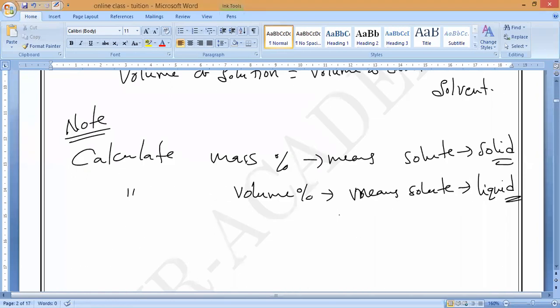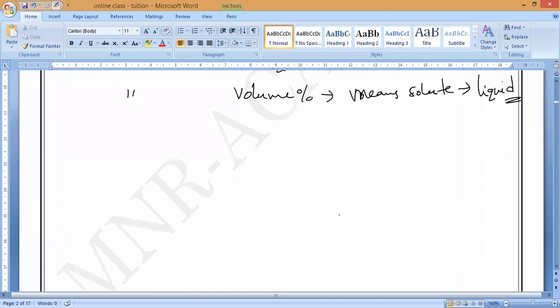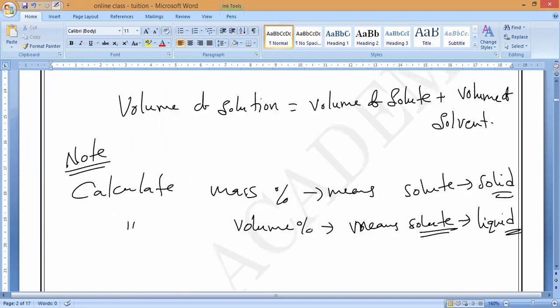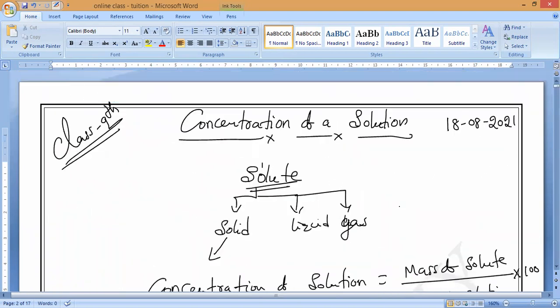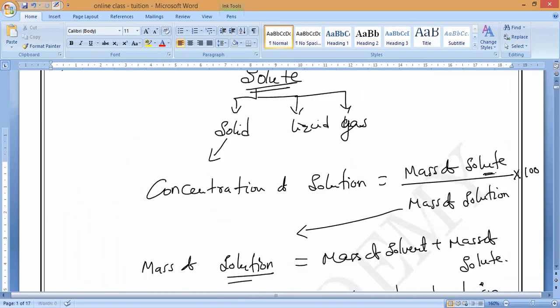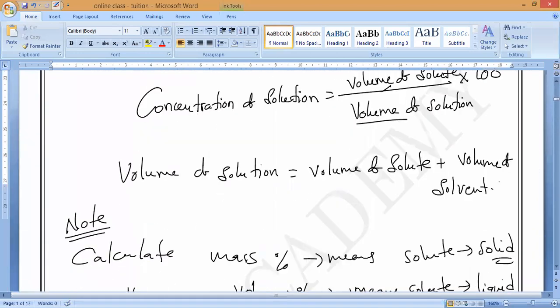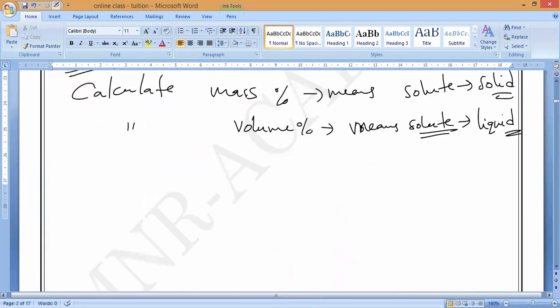So this is volume percentage. Whenever they are giving volume, a liquid solute is dissolving. The formula is the same, just one word is changing. Here volume is coming, there mass is coming. Mass of solute divided by mass of solution, but here volume of solute divided by volume of solution into 100. That's all. Any doubt, anybody? Now if you understand this, you can write the question.